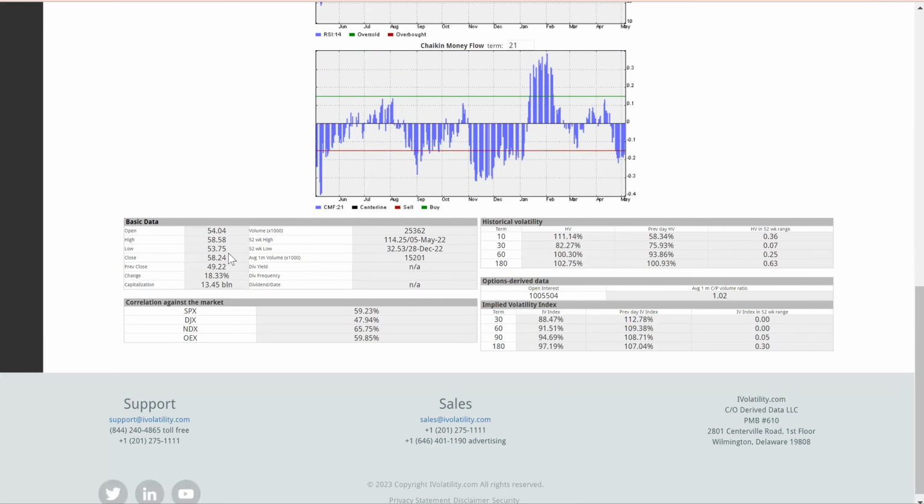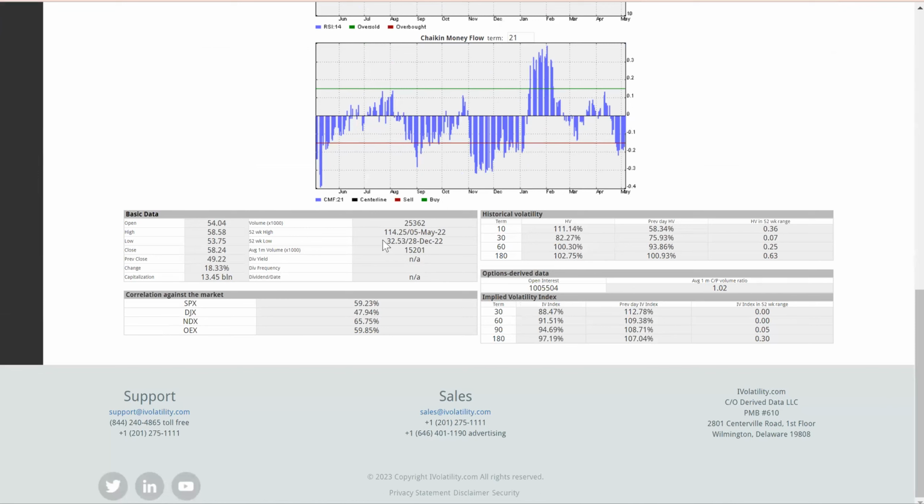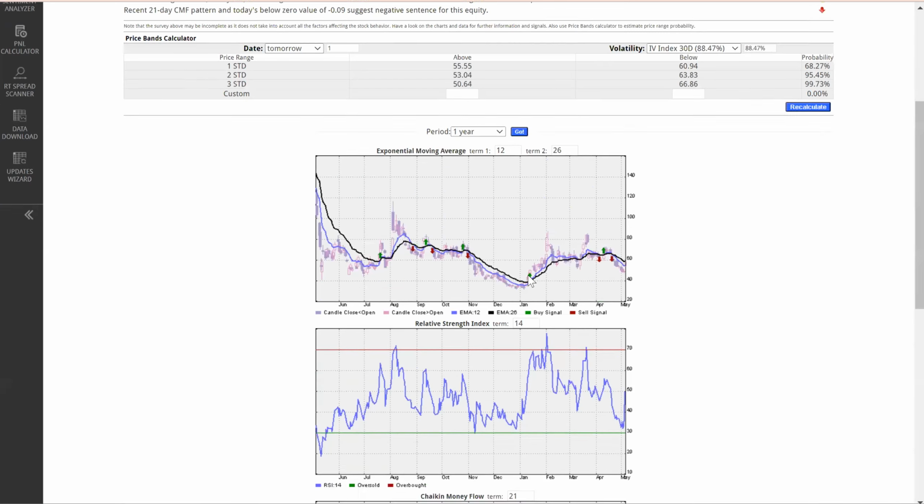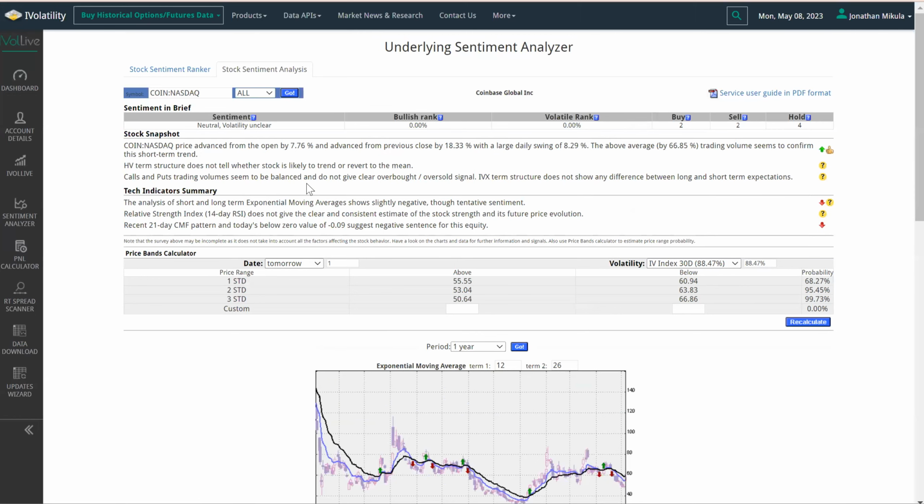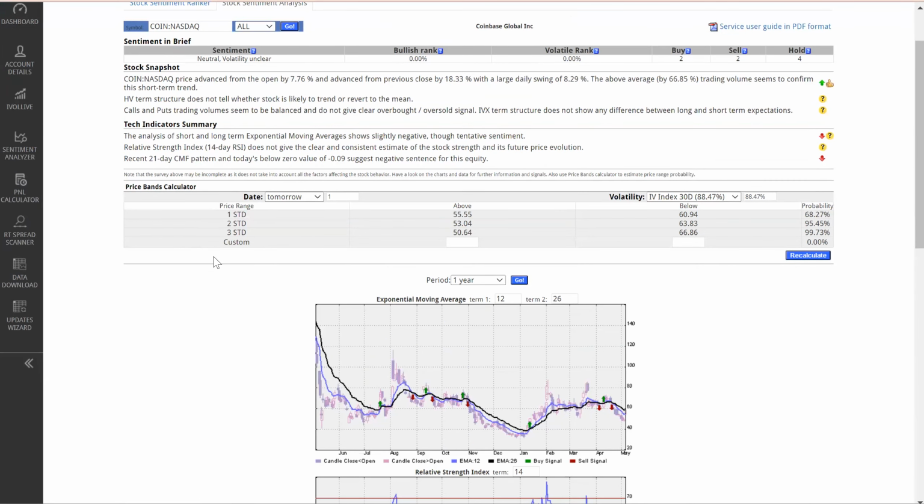So this is the stock's open, high. This has nothing to do with the options, but this is everything to do with the underlying stock itself. I know somebody had that question. And then the correlation of the market. So this is how Coinbase trades relative to SPX, Dow Jones. And then this is looking at some of its historical volatility term structure, implied volatility term structure, but all of that is summarized for you up here. So I don't want anybody to really get lost in the weeds.